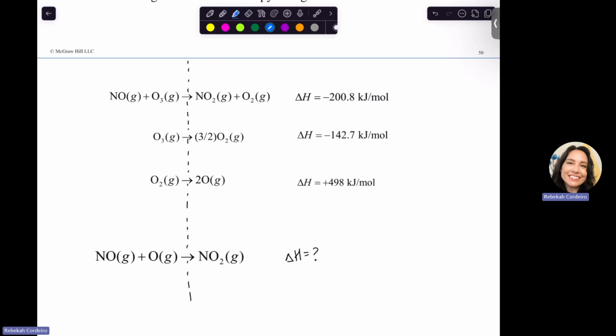So let's give a quick check. For our nitrogen monoxide gas, it needs to be on the left side, and it's already on the left side. And I need one of them, and I have one of them. So that one's good.